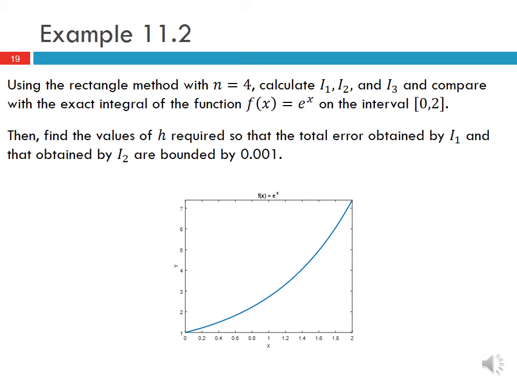So let's look at an example. Let's use the rectangle method with n equals 4 to calculate the three different implementations, I1, I2, and I3, and compare with the exact integral of the function f of x equals e to the power x on the interval from 0 to 2. And then we can find the values of h required so that the total error obtained by I1 and I2 is bounded by 0.001. So find the different values of h for those two different methods that would allow our maximum upper bound of the error to be 0.001.